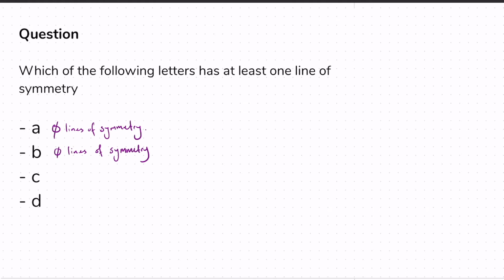C has nothing vertically, but we can see through there, right? If I were to examine the top of that and the bottom of that, they are like mirror images. Because of this, we say that there is, right? So there is one line of symmetry.